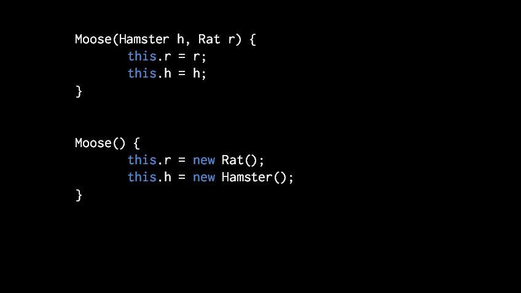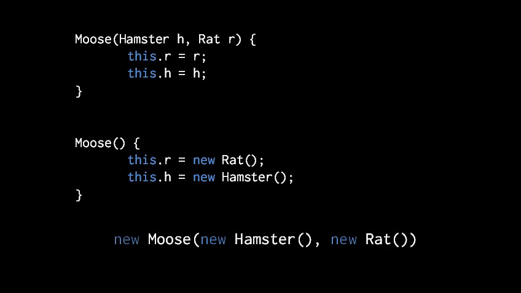We not only can overload regular methods, we can also overload constructors. So for example, in the class Moose, we can have two constructors of Moose as long as they have different parameters. If we instantiate Moose with a Hamster argument and a Rat argument, then the compiler knows this invokes the Moose constructor, which takes a Hamster parameter and a Rat parameter.